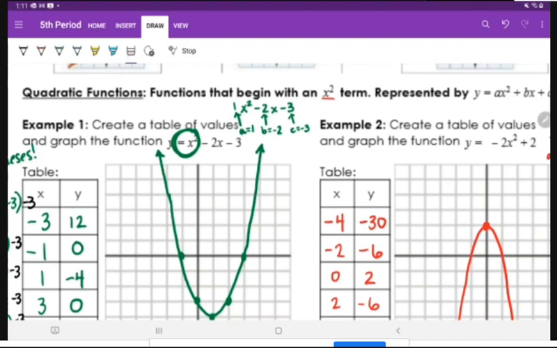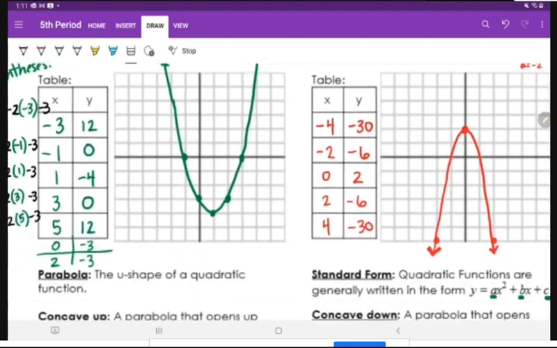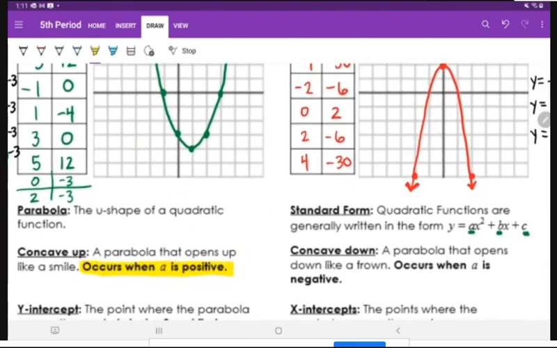What do you think is going to happen if it's negative? It's going to go down. So we can highlight that too. For concave down, this is when a parabola opens down like a frown. So it's kind of downward shaped and our arrows are pointing down. That's called concave down. And this occurs when A is negative.